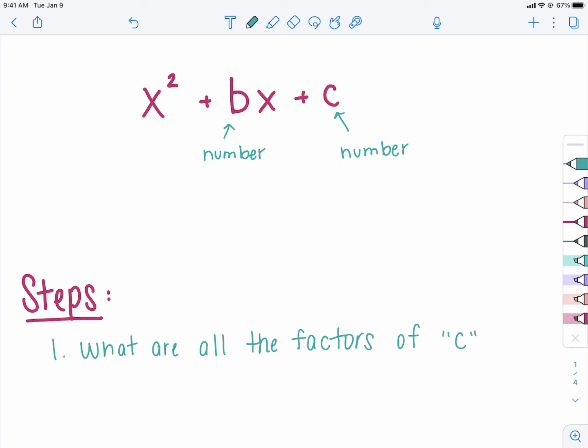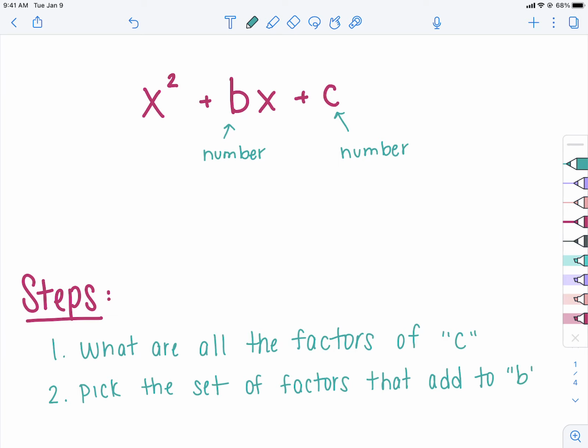And then we're going to pick one specific set of factors, and the way we're going to pick them is we want those two numbers that add together to give us b, which will be our middle number next to our x. So the next thing we're going to do is pick the set of factors that add to b. And then we're just going to write our two sets of parentheses with our factors that we picked.